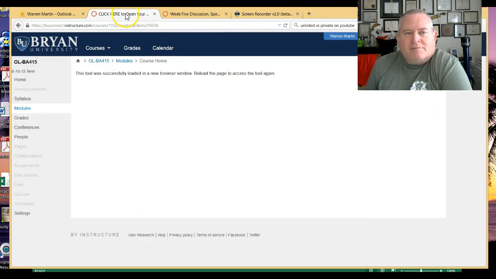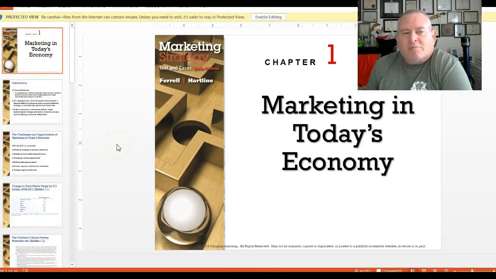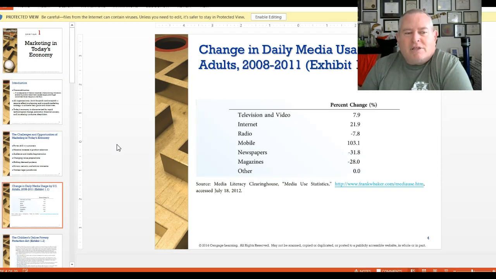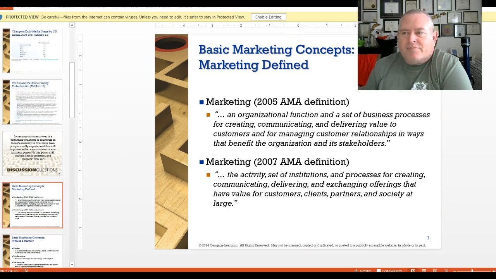As far as the course room itself, each week we have the to-do list, presentations, discussion, assignment, quiz, and participation. Presentations are PowerPoint slides. I always tell people to make sure you go over the slides, because our presentations generally have lots of good info in there. Pretty much anything that's going to be in quizzes and exams you can find in these PowerPoint slides.